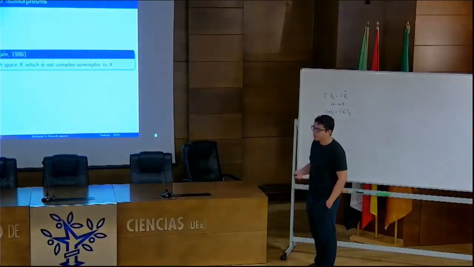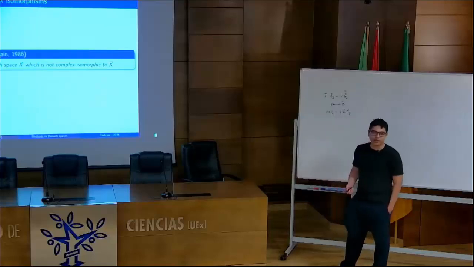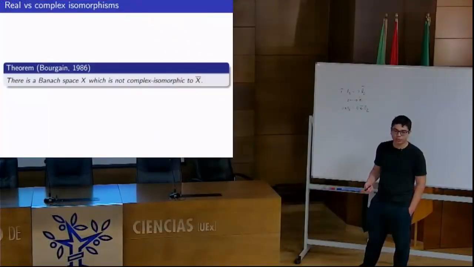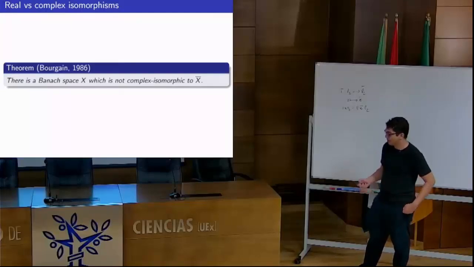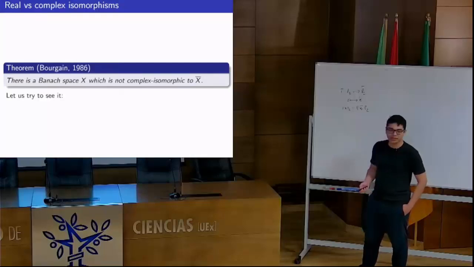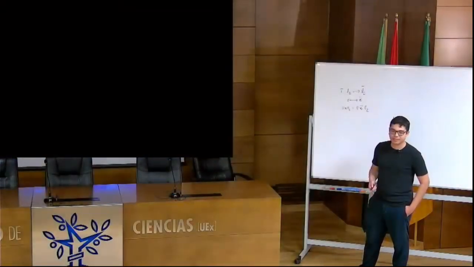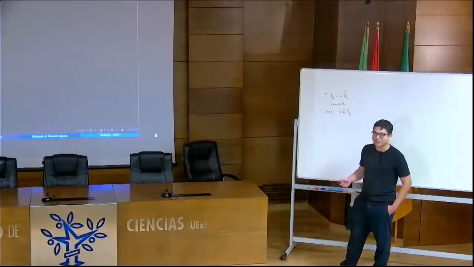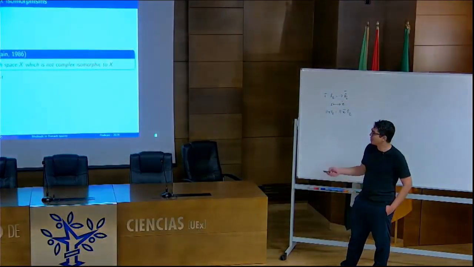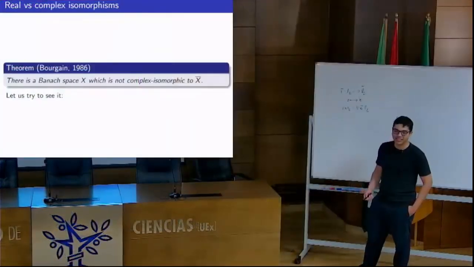It's a surprising fact by Bourgain that there is a Banach space X which is not complex isomorphic to its conjugate. So the real structure of the space is not sufficient to get back the complex structure. Let me show you his space. I can't show it, for a simple reason: Bourgain's result is exactly that there is a Banach space. His argument is probabilistic. There is a Banach space, but I won't show you one.